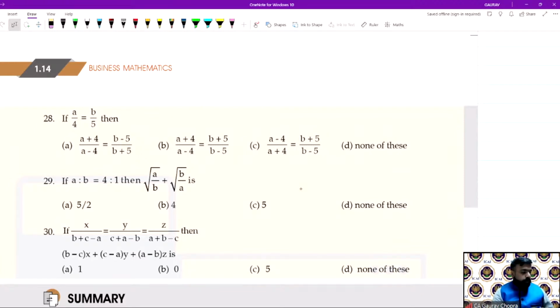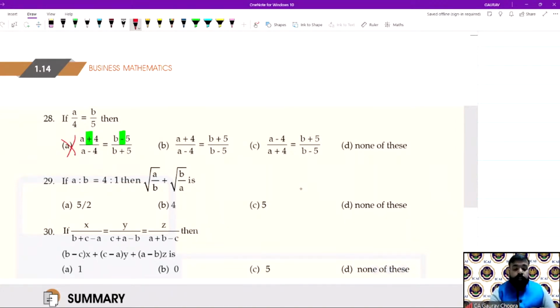Now in 28, a by 4 is equal to b by 4, and we have to check. See, all the options are having plus and minus, but plus and minus comes in which property? Componendo and dividendo. So you can see which option is applying componendo and dividendo properly. In the first option, on the left hand side it is positive in the numerator, whereas on the right hand side it is negative in the numerator. So it is incorrect.